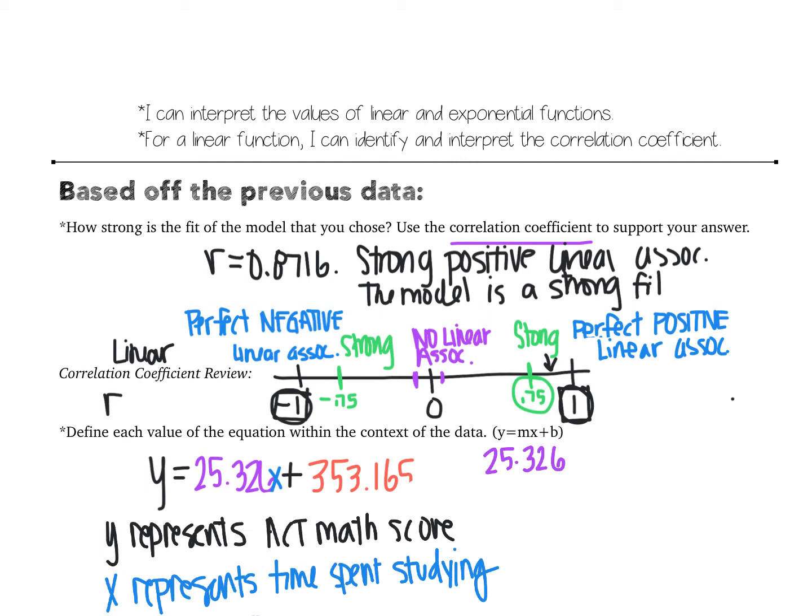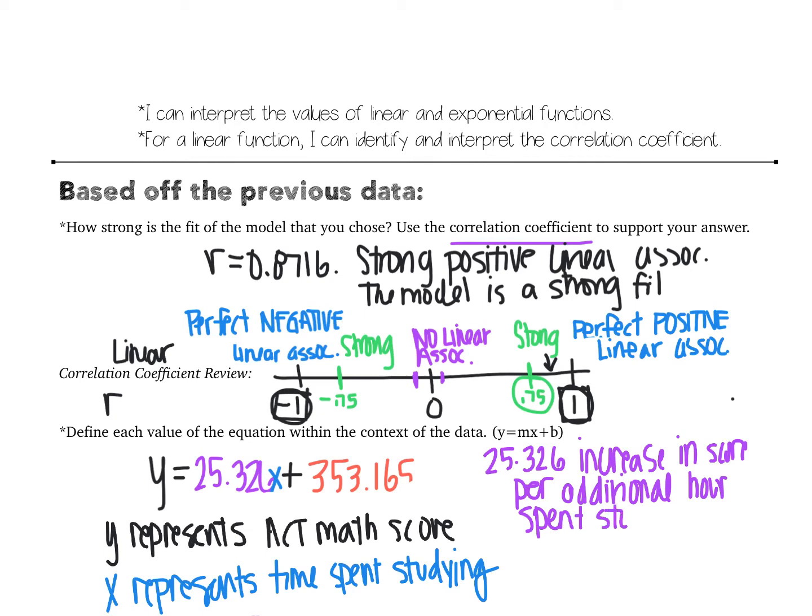So 25.326 is the score, the increase, because it's going up, in score per additional hour spent studying. So basically it's saying that for every extra hour that I spend studying, because I'm multiplying it by x, my score should go up about 25 points.